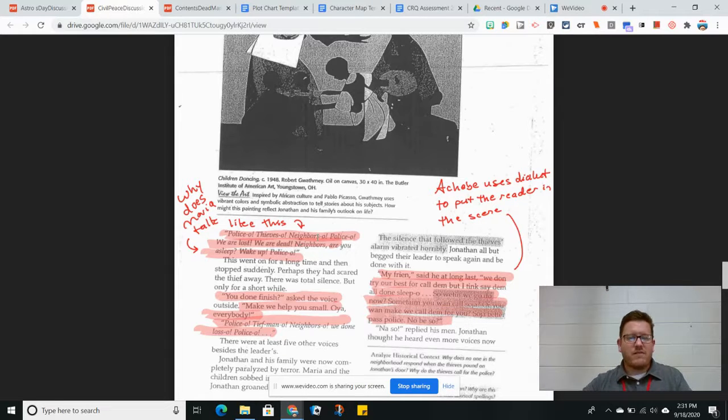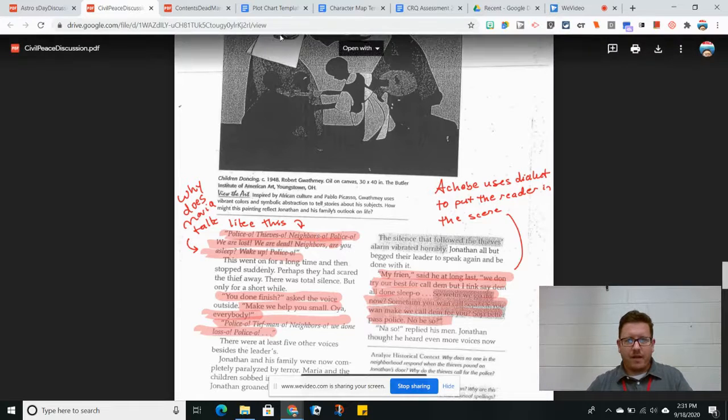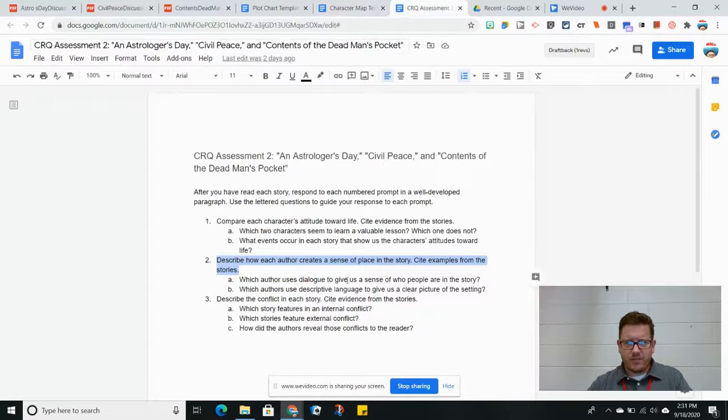So this is just a specific dialect, and you can tell a lot about a place based upon the way that people speak there. Okay, let's go back to these assessment questions and describe the conflict in each story. Cite evidence from the story.